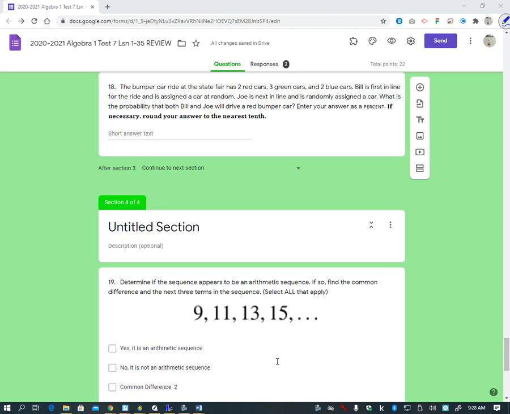First person. Let's see. Bill is first in line. How many total cars are there? 7 total cars. Okay, Bill's up first. What's the probability? How many red cars are there? 2. So he has a 2 in 7 chance of getting a red car, correct? Joe also wants a red car, correct? How many cars are there? 6. How many red cars are there? 1. So we have 2/7 times 1/6, which is 2 what? What's 7 times 6? 42.